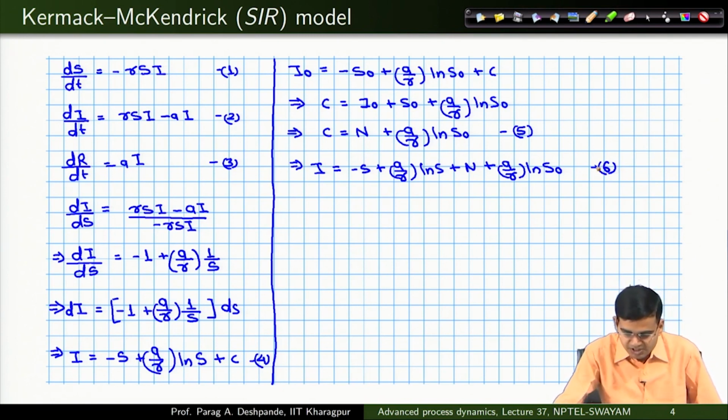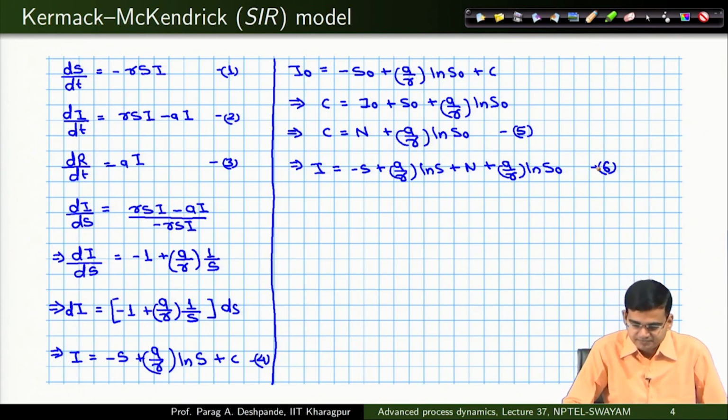So, what do you see here? What you see here is that the population of the infectives changes as the population of the susceptibles, and the relationship is given like this: I is equal to minus S plus A upon R ln S plus n plus A upon R ln S0. Fine.